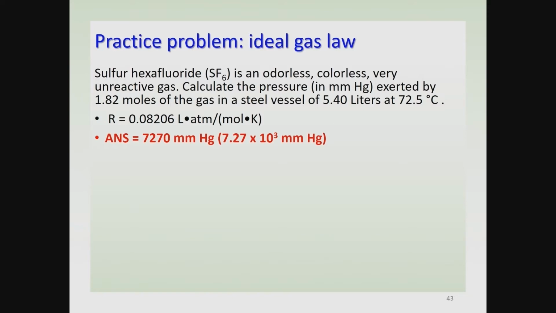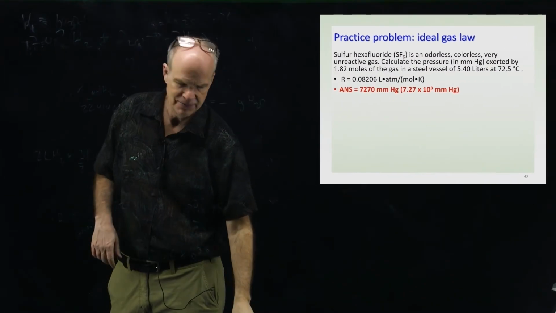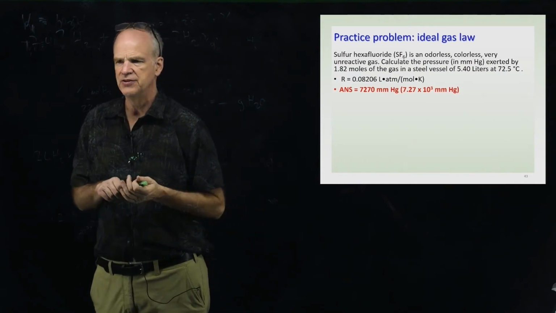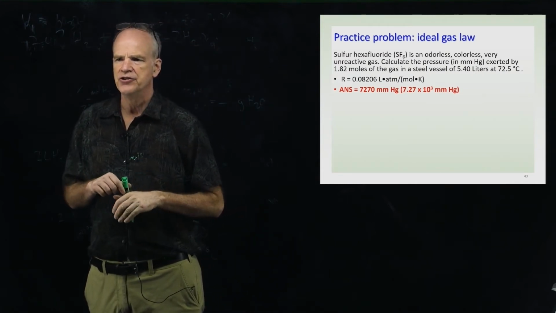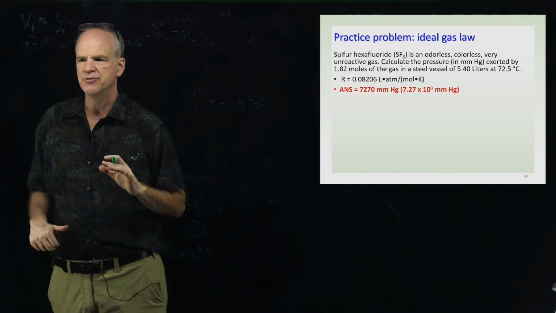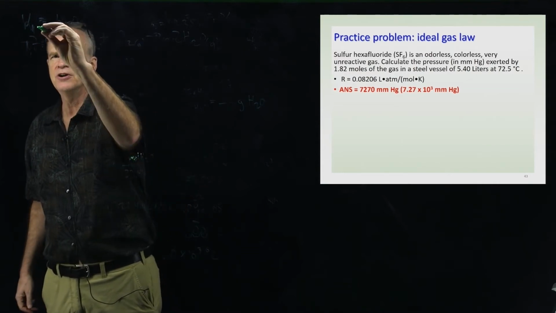We have sulfur hexafluoride, an odorless, colorless, very unreactive gas. Calculate the pressure in millimeters of mercury exerted by 1.82 moles of the gas in a steel vessel of 5.4 liters at 72.5 degrees Celsius. Okay, so let's go ahead and assign some variables here. We're going to try to find the pressure of the gas.